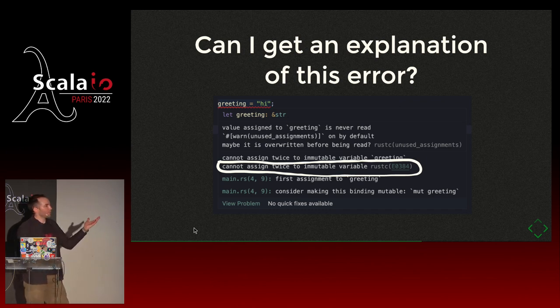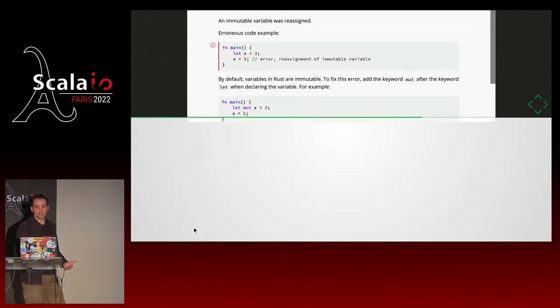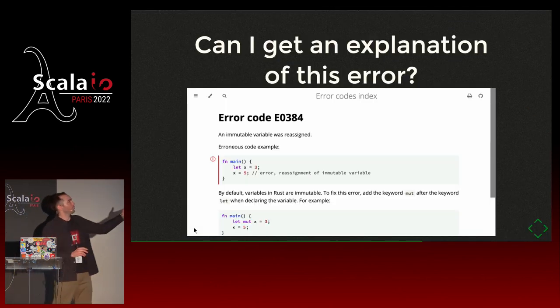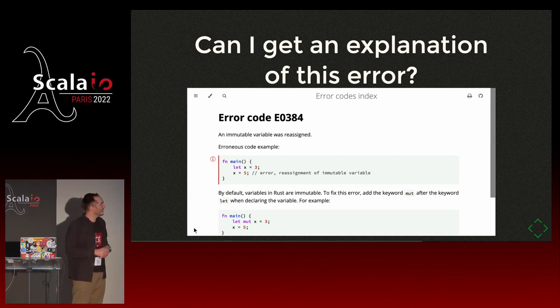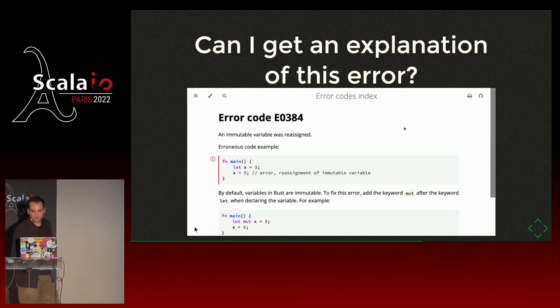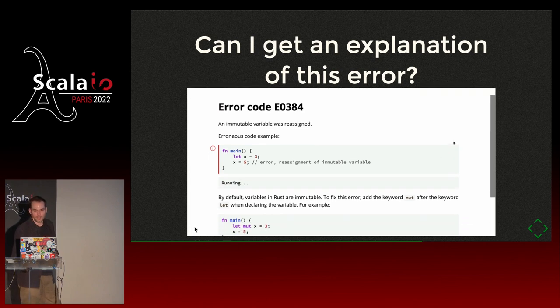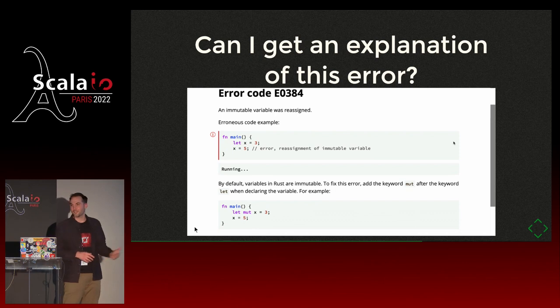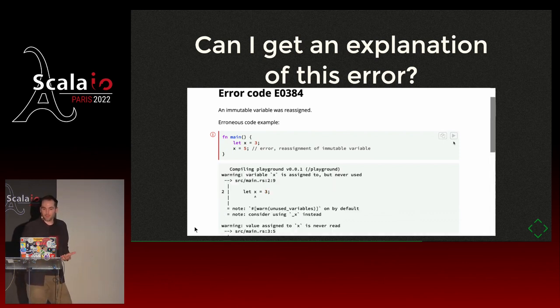It's the same thing that Rust is doing here: a unique error code associated with that diagnostic. And what does it do? Well, it leads you to an error codes index page, of course. And this error code has an explanation. It has some code samples. It even has a little run button that you can use to run the example, and it will show you exactly what the error is. So pretty helpful for a newcomer, right?